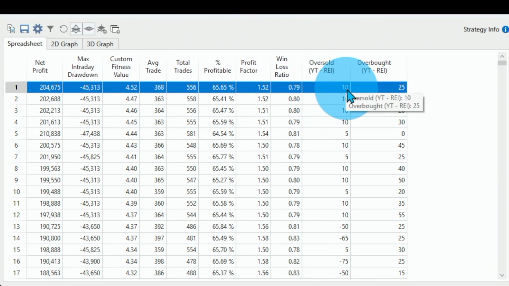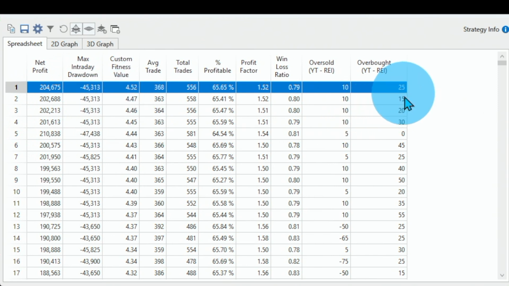So the look back is fixed at 2, and this is the oversold value. So when the oscillator is below 10, we go long. When it's above 25, we exit. And the top 4, they are all 10. So we have 10.25, 10.15, 10.20, and 10.30. And they are all very close in performance.